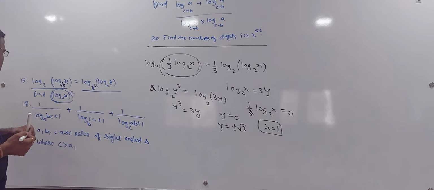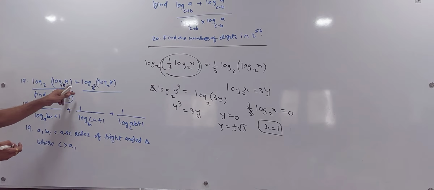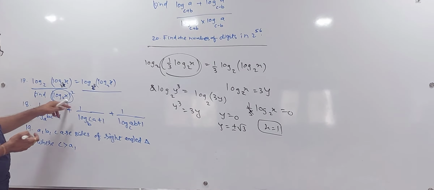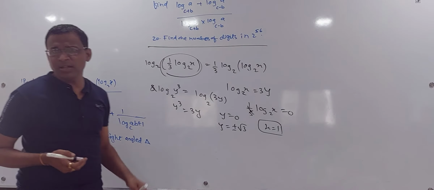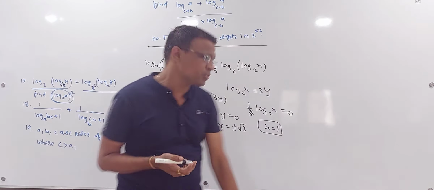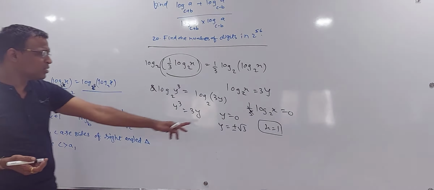So x will be equal to 1. So I am getting x is equal to 1. Can I get that? Log 1 will be 0. So can I take that value? No. It won't be possible. So discard that.